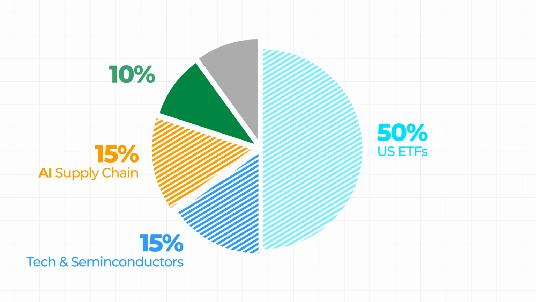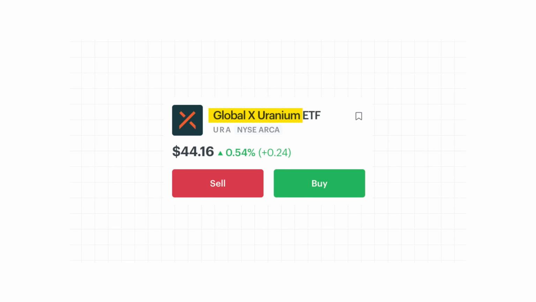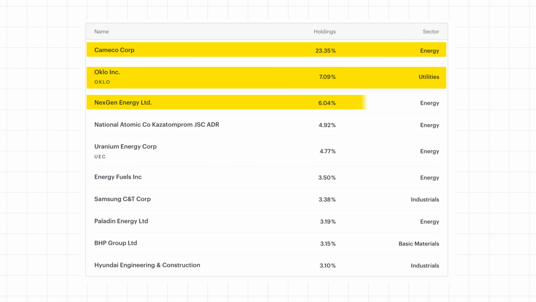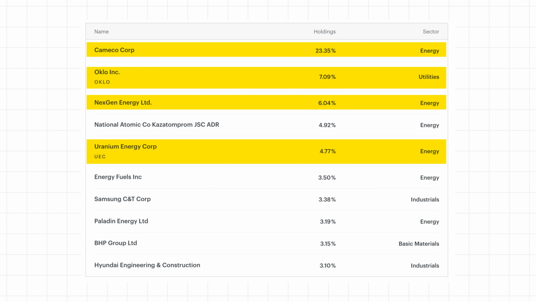Step 4. Now 10% of your assets can be in companies that power AI, and we all know that AI needs a lot of power. The URA ETF, or the Global Uranium ETF, is a good option here. Now the Global Uranium ETF is basically an indirect play on the AI growth story, tracking global companies that are involved in uranium mining and nuclear components. These include names like Cameco, Oklo, NextGen, Uranium Energy Corp, and the likes.